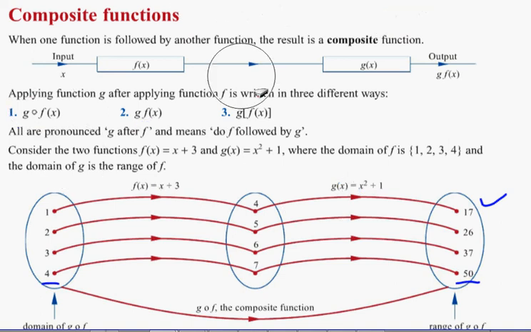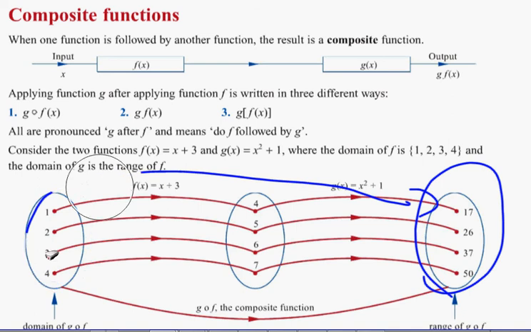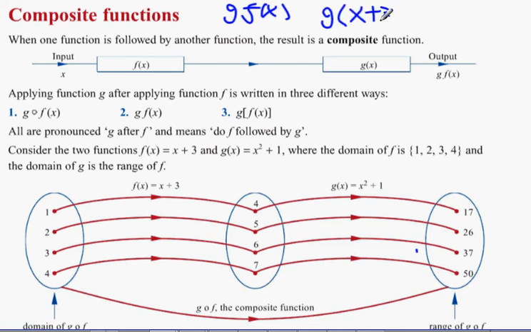Now, there's another thing you can do that you might not be aware of. You can combine both functions into a general rule. A general rule that will send this answer here directly over into this answer here without the middle part. Let me show you how to do this. What you do first is you say g after f of x. Now we know that f of x is x plus 3, correct?